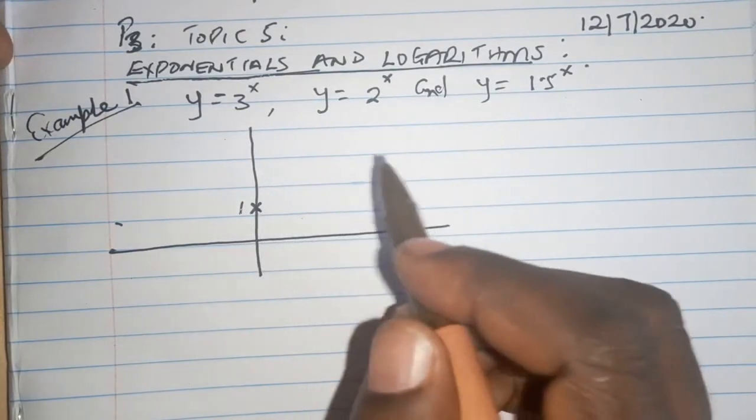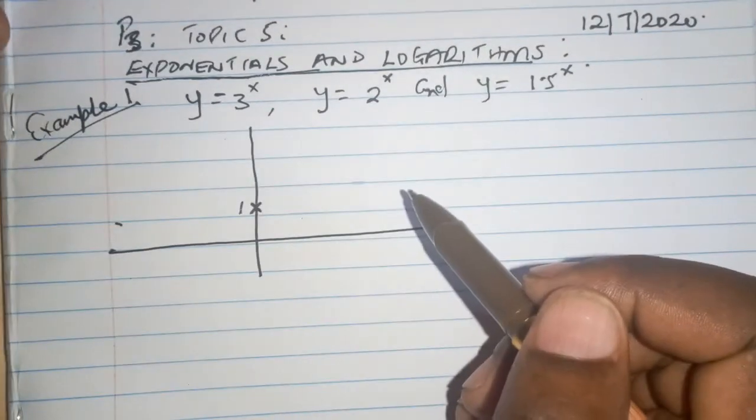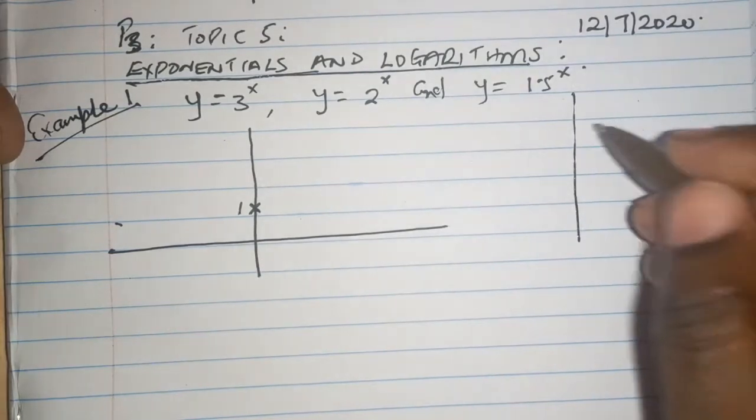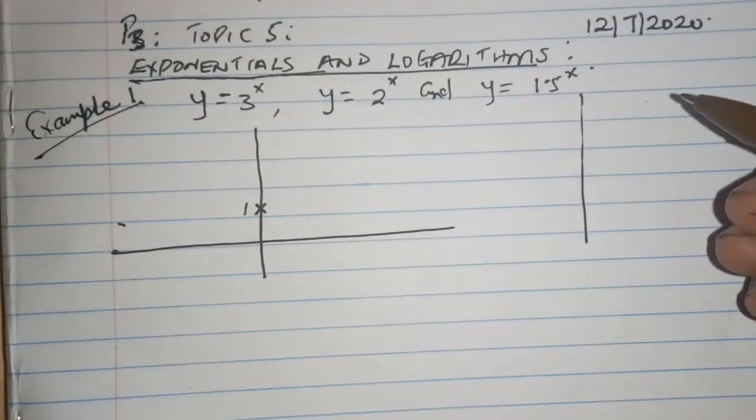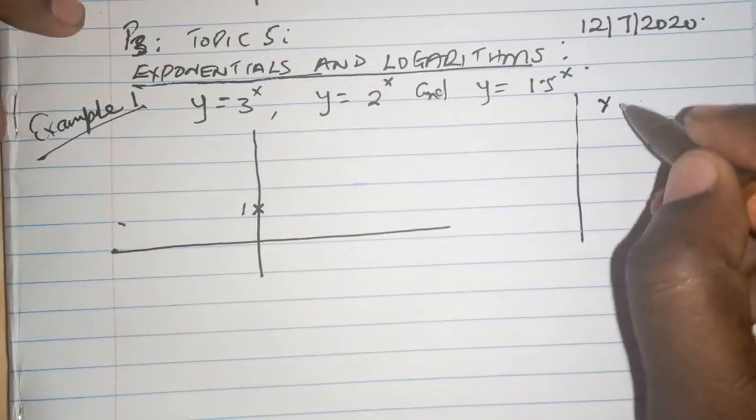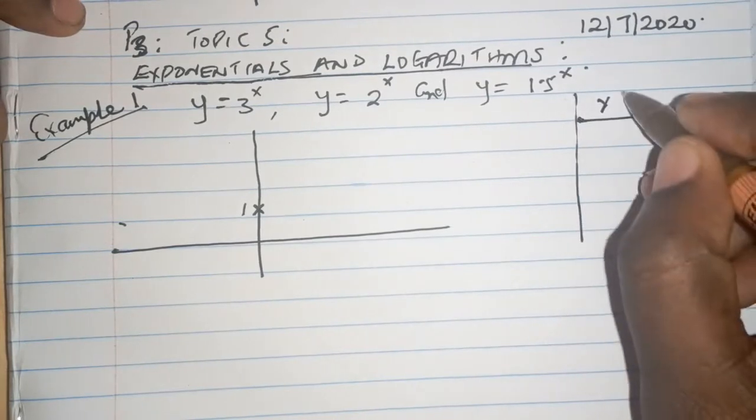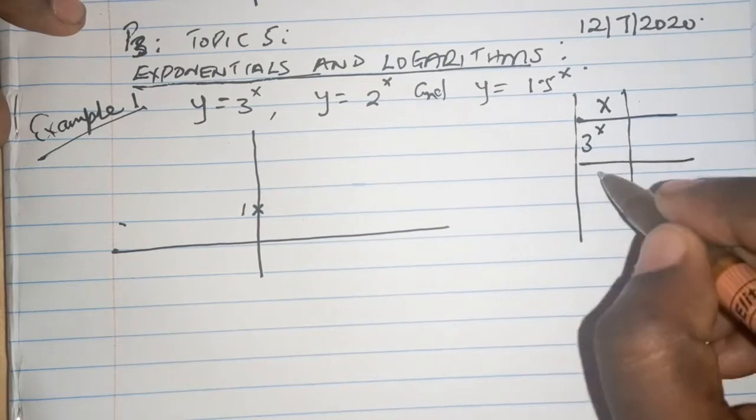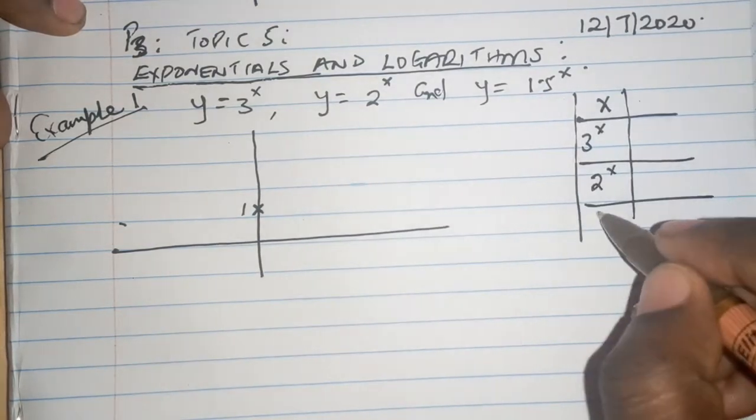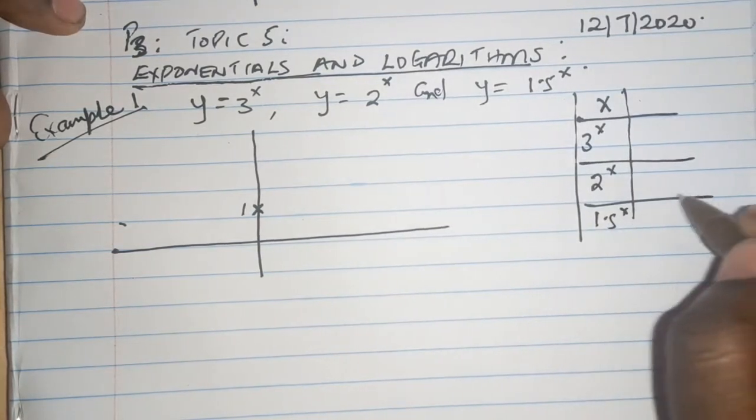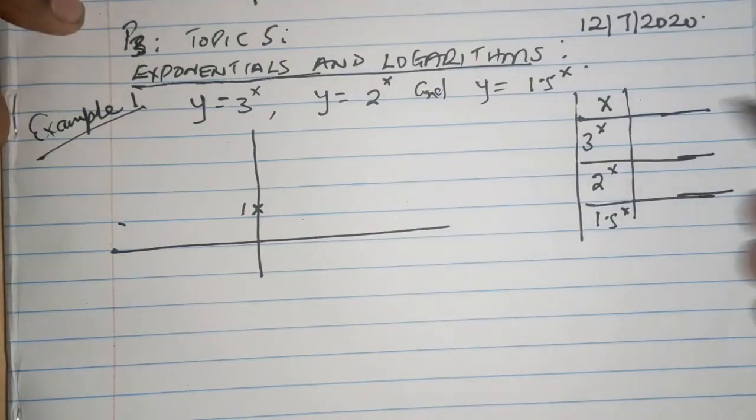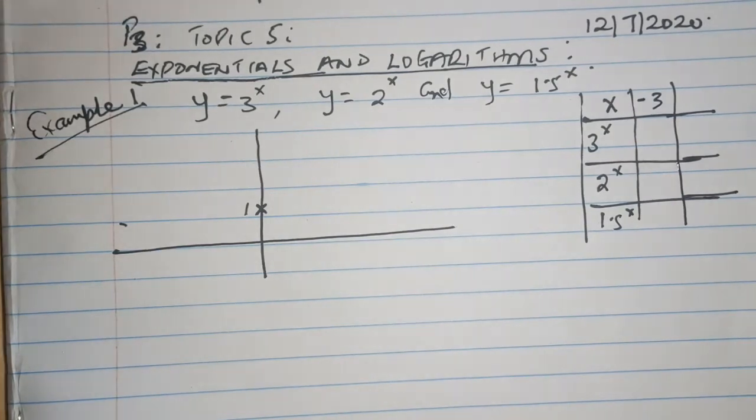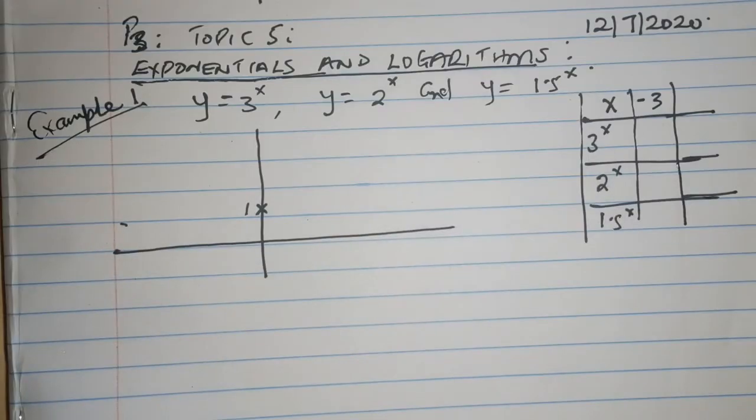But let us think about when x is a negative number. Let's talk about when x is negative 3. What is 3 raised to power x? What is 2 raised to power x? What is 1.5 raised to power x? When x is negative 3, just a general picture of what it will look like.